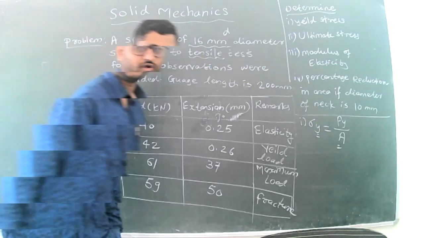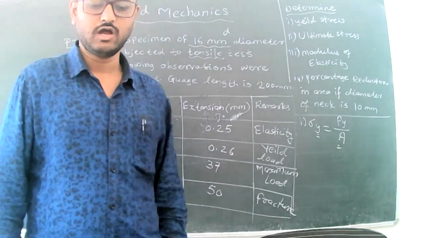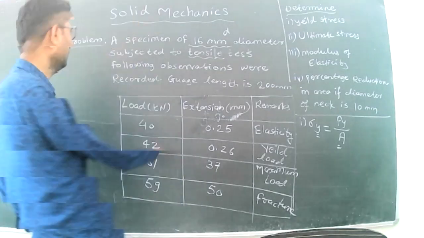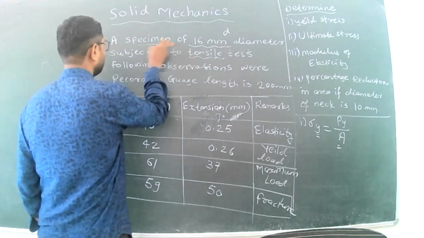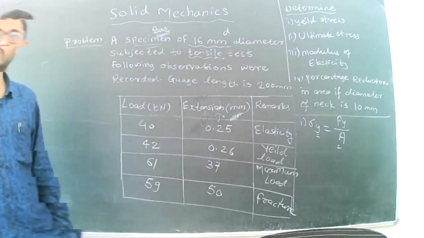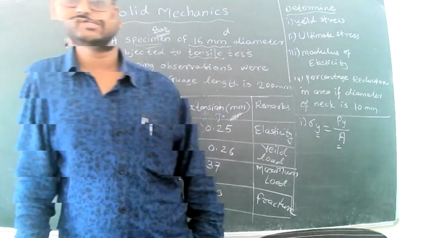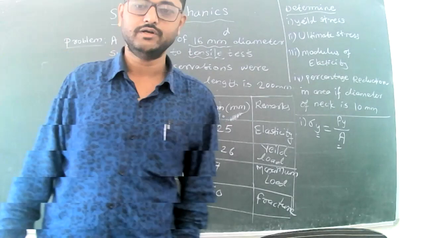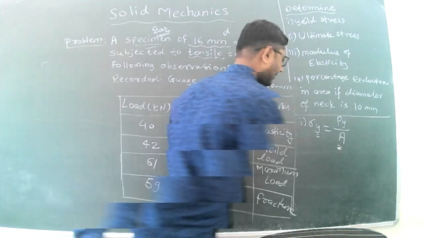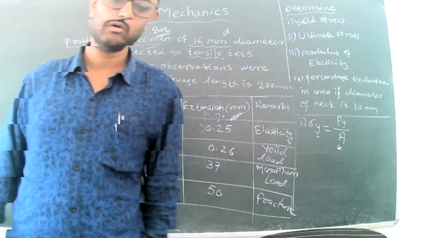How to find area? We have a formula to find the area of the bar. A specimen of 16 mm diameter means a circular bar is given. For a circular bar, the area of cross section is pi by 4 d square.